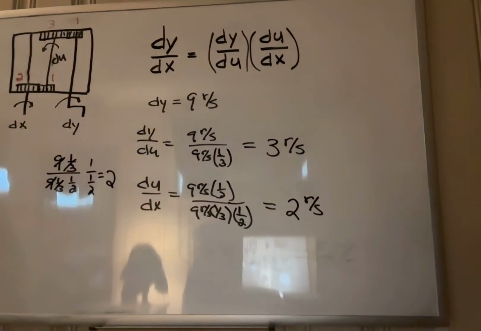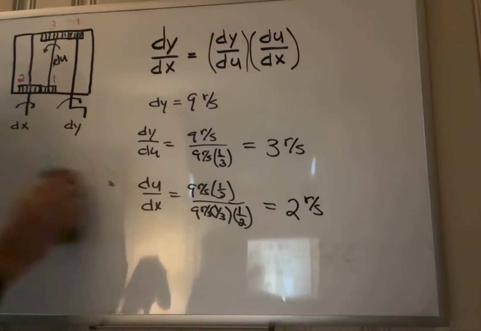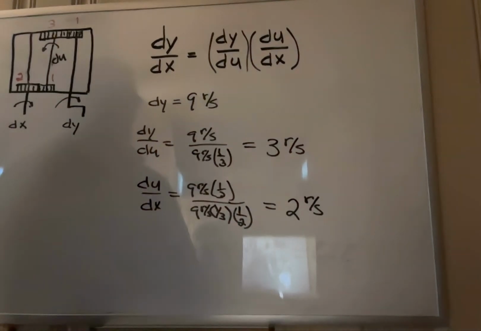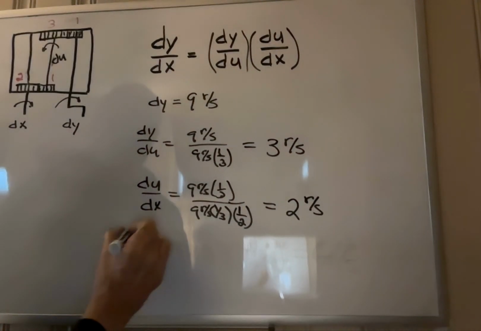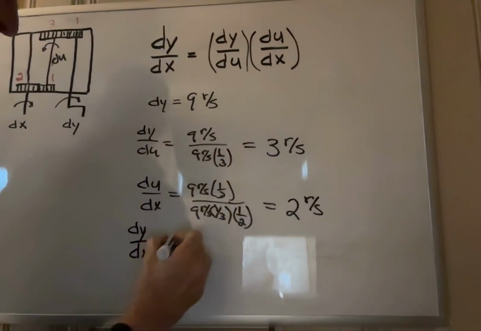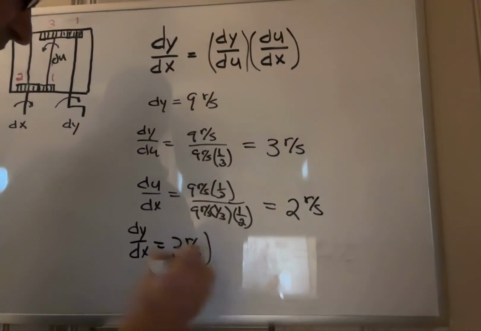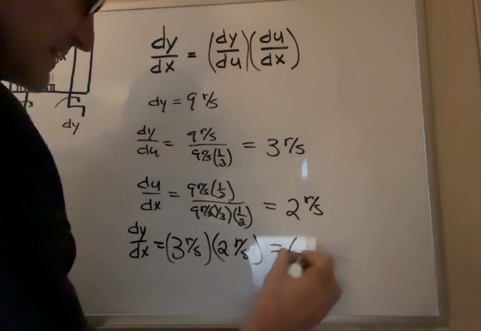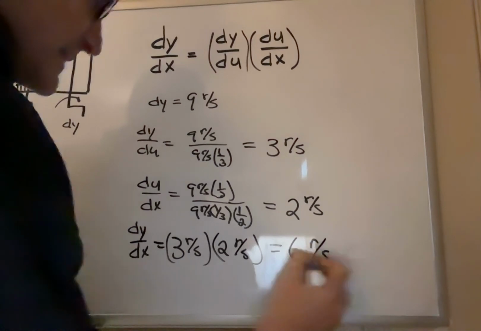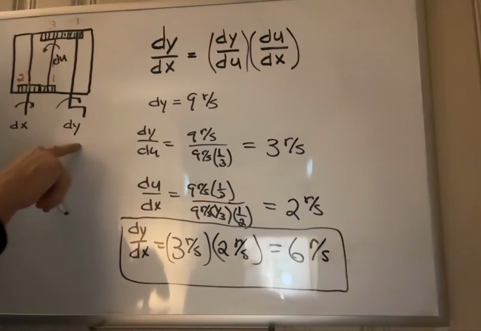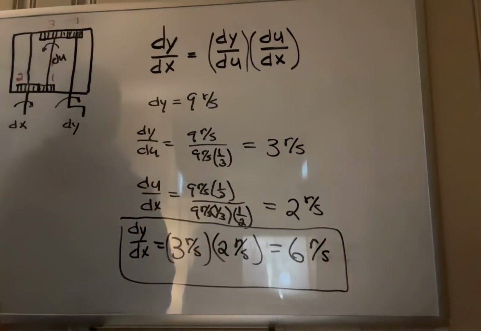All right. So now I know my dy/du and du/dx, so I can simply plug those in. dy/dx is going to be equal to 3 revolutions per second times 2 revolutions per second, and this ends up being 6 revolutions per second. So I know that the ratio between y and x is going to be 6. Alrighty. This is going to be true in every case.